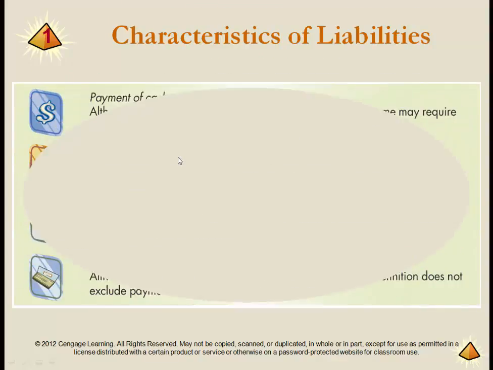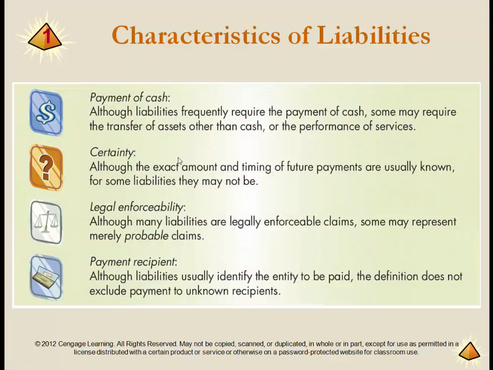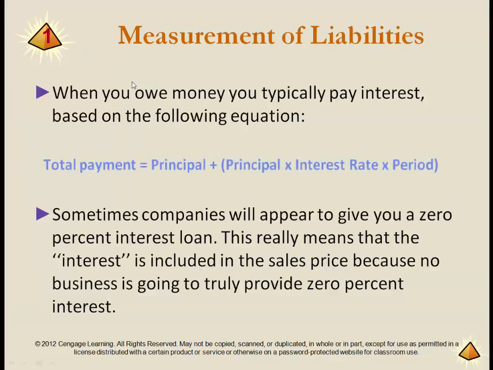Let's press on. Characteristics of a liability. Big thing is payment in cash, typically required cash, but not always. There's certainty, they know exactly how much it is. And it's legally enforceable. There are probable claims, and you have to pay a recipient, and you typically know who that is. So if we were to put this in terms of what we would see, a current liability might be your cell phone bill. It might be what you're paying for your car each year, even if you have a 4 year loan. The current year that you're paying would be a current liability. That's typically how you would look at current liabilities.